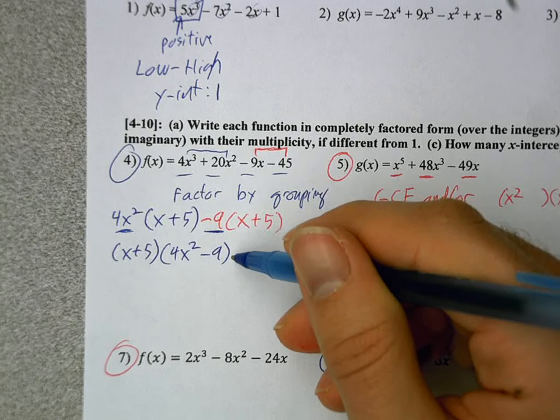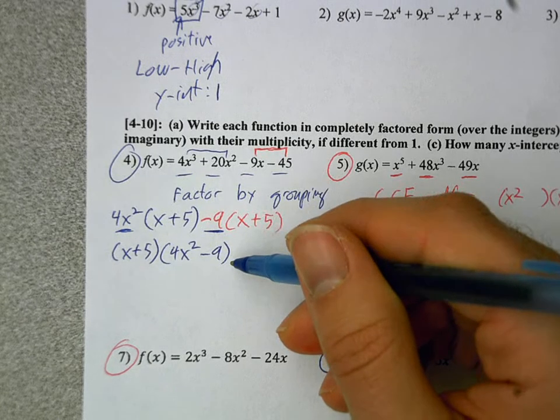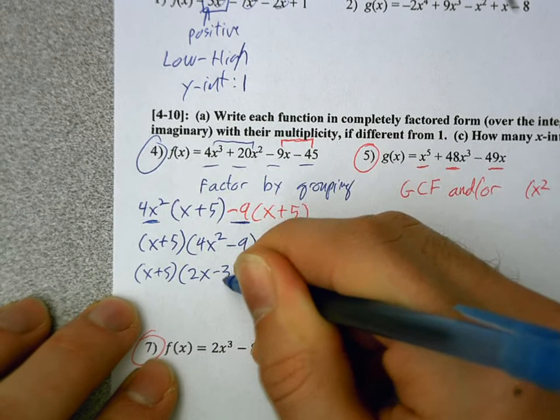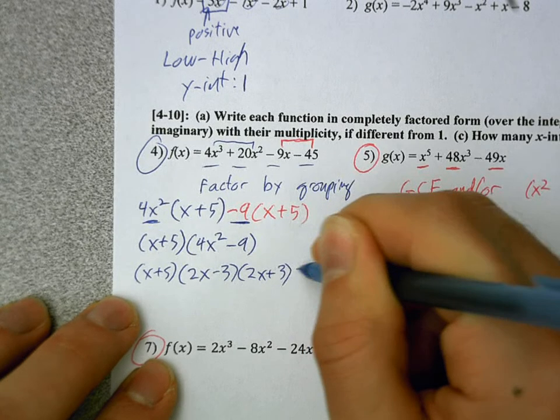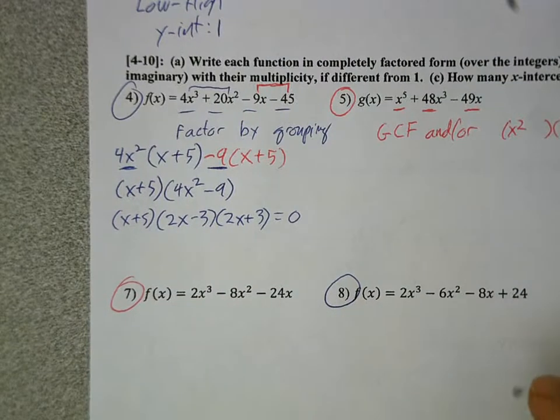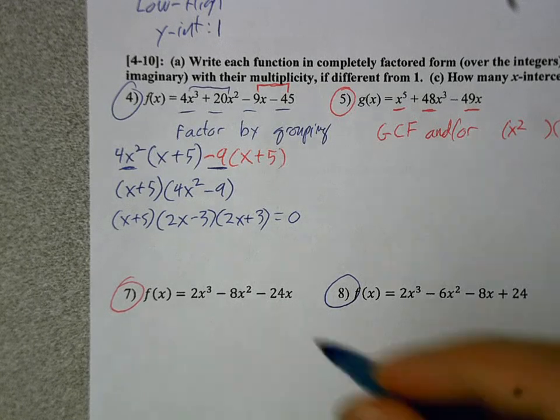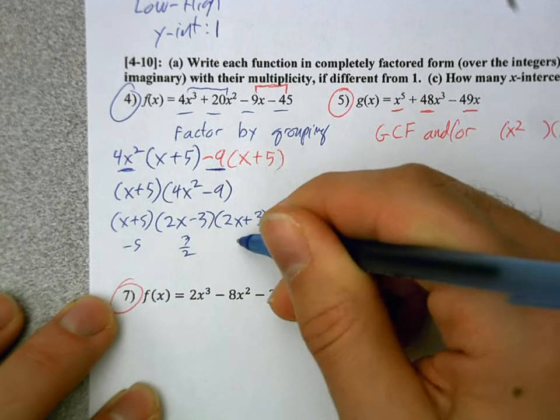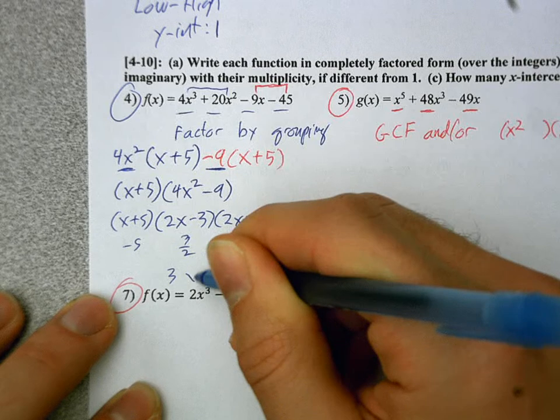This one's a difference of squares. It factors again. So the x plus 5 is here, and this would get me a 2x minus 3 and a 2x plus 3. That's fully factored. I could set each of those equal to 0 and solve and get all of my roots or x-intercepts. If it's a real number, it doesn't have an i, it's an x-intercept. If it has an i, it's just a root, not an x-intercept. So this one, I would have 3 x-intercepts: negative 5, positive 3 over 2, negative 3 over 2.